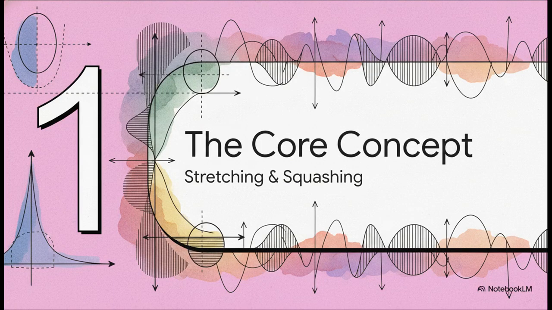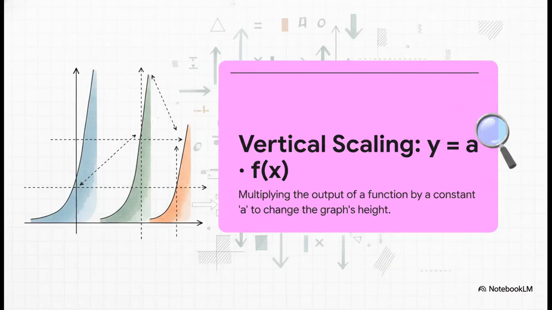That real-world example is honestly the perfect way to get into the math behind it all. We're moving beyond those simple shifts, where the graph just slides around. Now we're talking about what's called a non-rigid transformation, where the actual shape of the graph is going to change. And this is all controlled by one main idea: vertical scaling. The concept is actually pretty straightforward. You just take the output of a function, the f of x part, and you multiply it by some constant, which we'll just call a. And that one single multiplication, y equals a times f of x, is what's going to control everything, whether the graph gets taller or shorter.